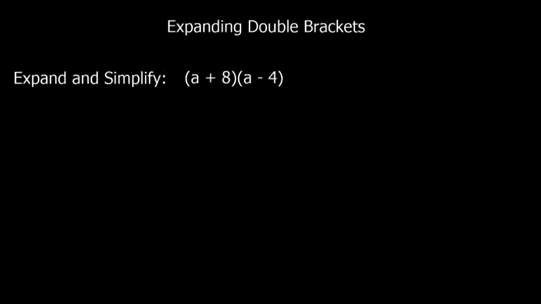So here we've got another expand and simplify question. The only difference is we've got a negative in the second bracket. So we're going to follow the same process as before. We're going to multiply both of the terms in the first bracket by both of the terms in the second bracket. So we'll start with a times a, which is a squared. Then I've got a times minus 4, that's minus 4a.